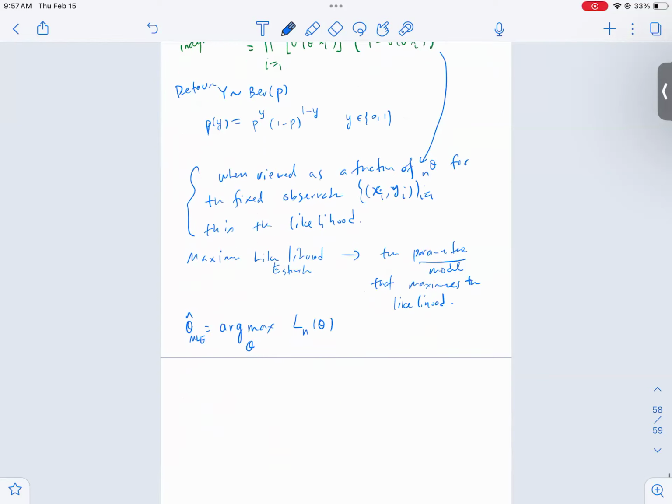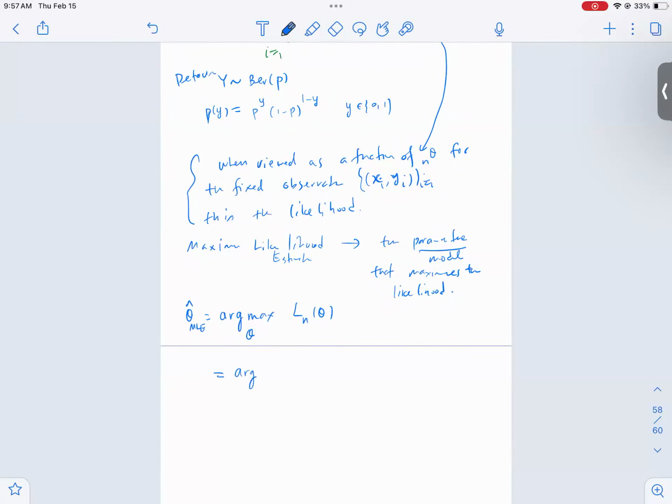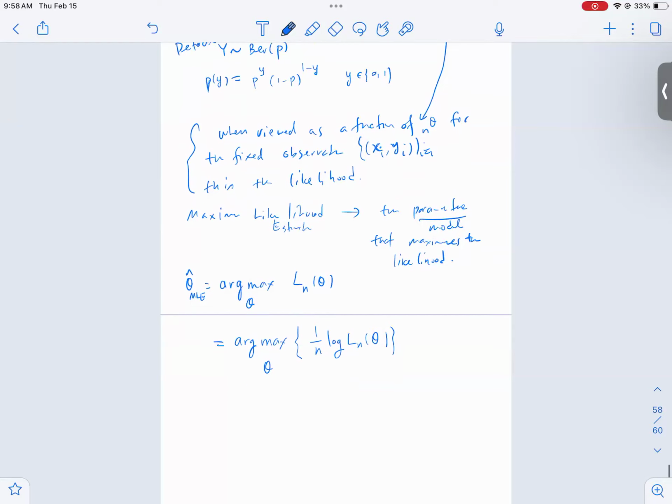Okay, and this is equivalent to argmax of 1 over n log Ln of theta. So this is the same thing. If I take the log and divide by n, why? Log is monotone increasing. So I'm not looking at the maximum value, I'm looking at the argmax, the value of theta that maximizes. That doesn't change because this is a monotonic transformation.